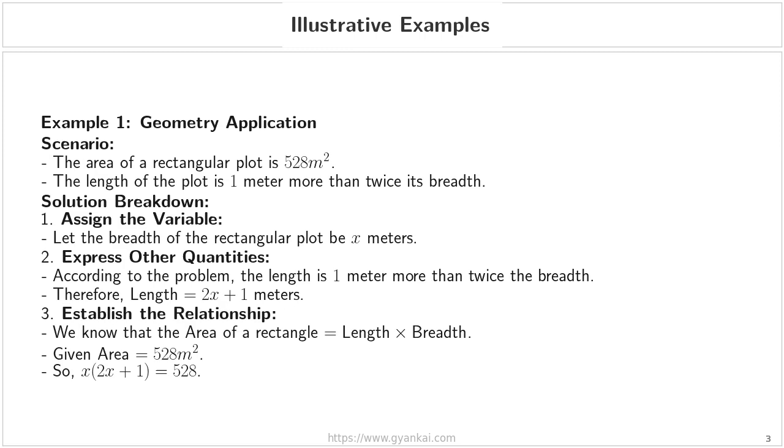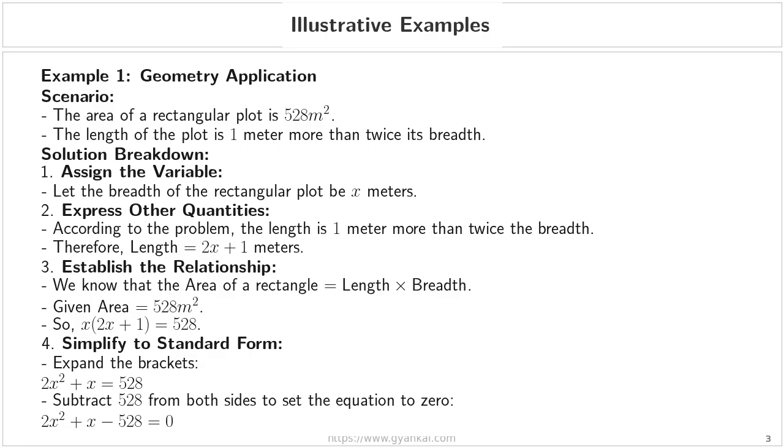Step 3, establishing the relationship. This is where we connect our variables to the known area. We know from our geometry formulas that the area of a rectangle is equal to length multiplied by breadth. We are given that the area is 528. So, we can set up our equation by multiplying our breadth, x, by our length, 2x plus 1, and setting that equal to 528. This gives us x times (2x plus 1) equals 528.